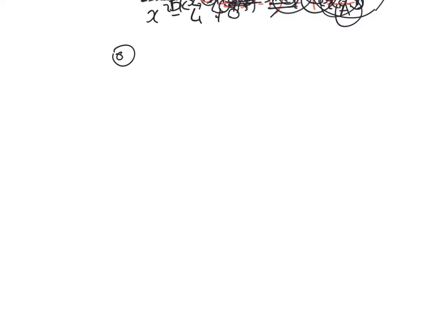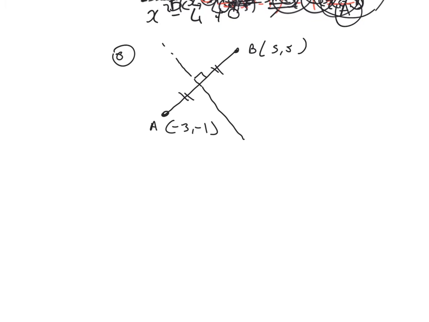Okay, question 6. We've got A and B are the points minus 3, minus 1 and 5, 5 respectively. Find the equation of the perpendicular bisector of AB. Okay, so the perpendicular bisector, well, it bisects the line and it cuts at a right angle, so we don't need point gradient. So let's go after the point first.